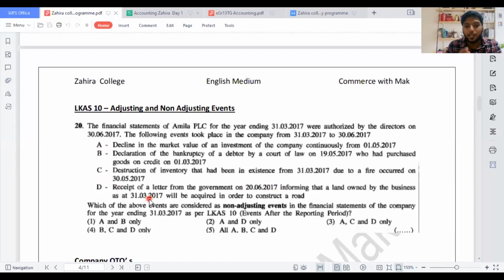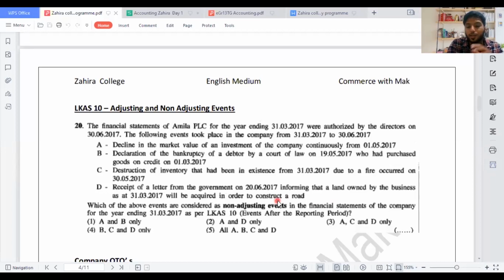And there's a letter from the government informing that the land of the business will be acquired to construct a road, but they didn't definitely say what date they will take it, when they will take it, and how it will affect the business. They didn't say particularly, and you can even speak with the government and request an approval that you don't want to give the land, something like that. You can have an adjustment. So that is also non-adjusting.